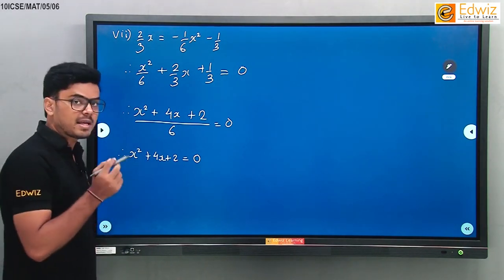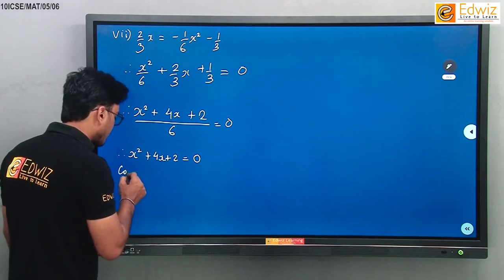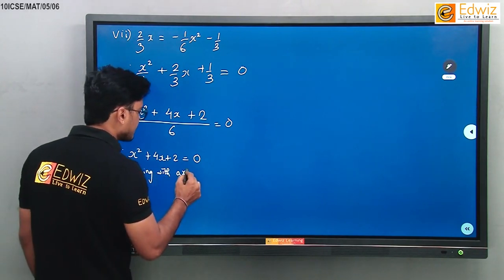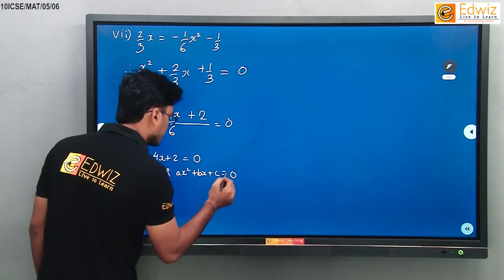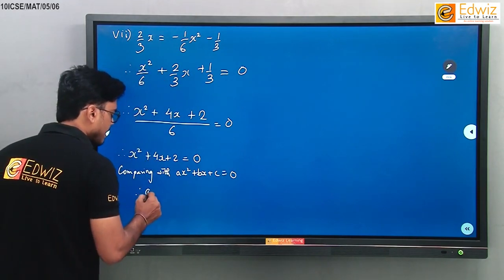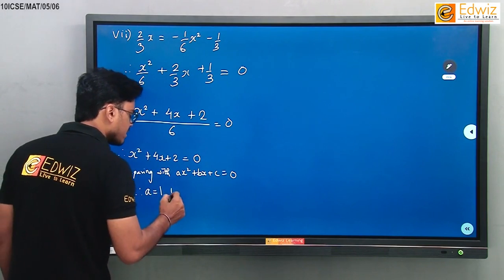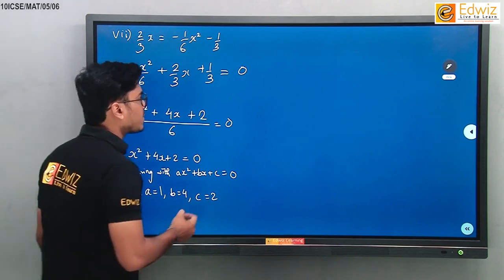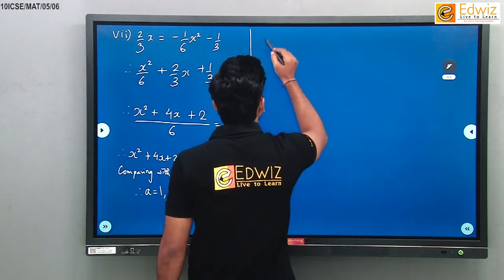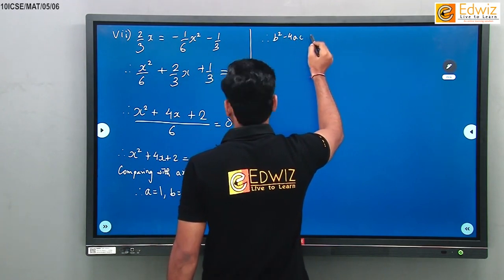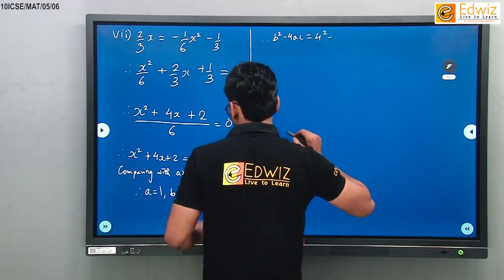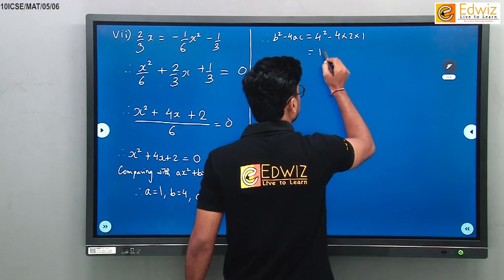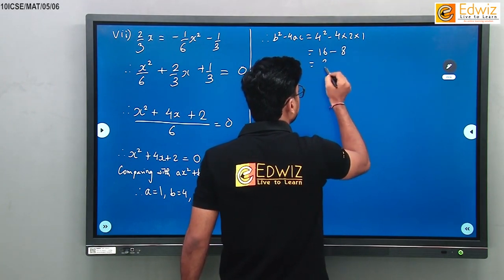So let us first find out a, b and c by comparison. Comparing with ax square plus bx plus c equals to 0. Therefore, a here is 1, b is 4, c is 2. Correct? So what is b square minus 4ac? Therefore, b square minus 4ac will be equal to 4 square minus 4 into 2 into 1. So 16 minus 8. The answer is 8 for this.